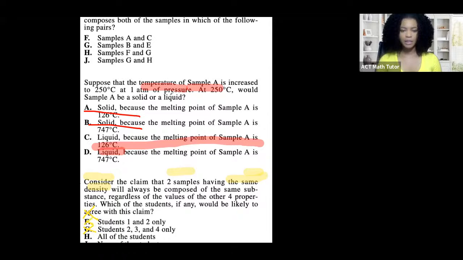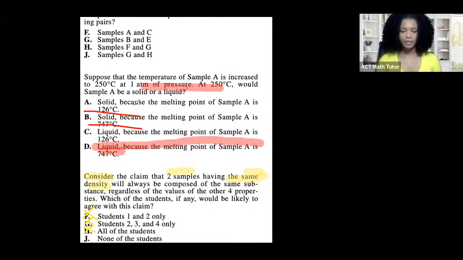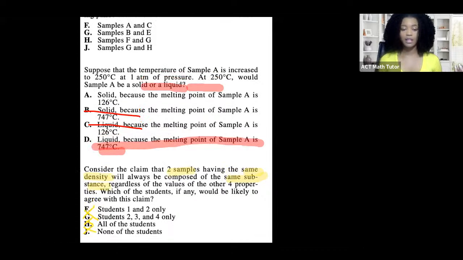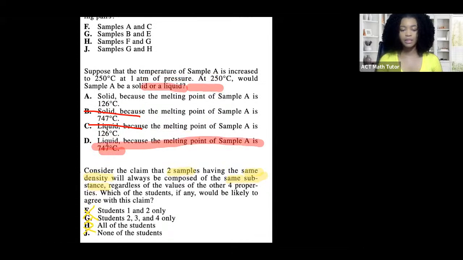So we've eliminated F, G, and H. And there's only one choice left, which is J, and that one is the only one that makes sense, that none of the students would agree with that claim. None of them. Nobody said just density only in order to say that those samples are made of the same substance.